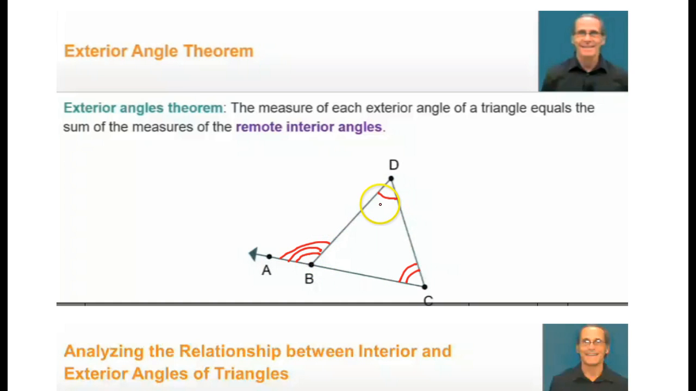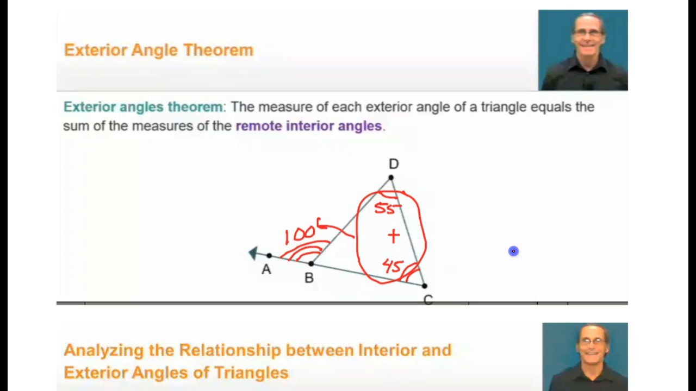So for example, if this was, let's say, 85 degrees, and this one over here was, you know what, that's pretty big. Let's not say 85 degrees. If this was 55 degrees and this was 45 degrees, then this angle would have to be 100 degrees. 55 plus 45 is 100. So that's what that theorem is saying.